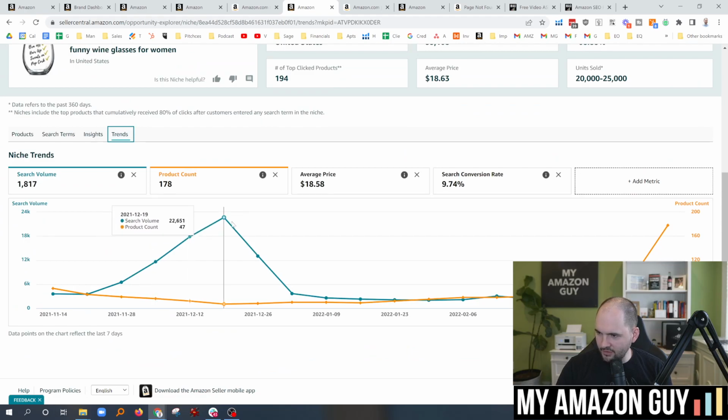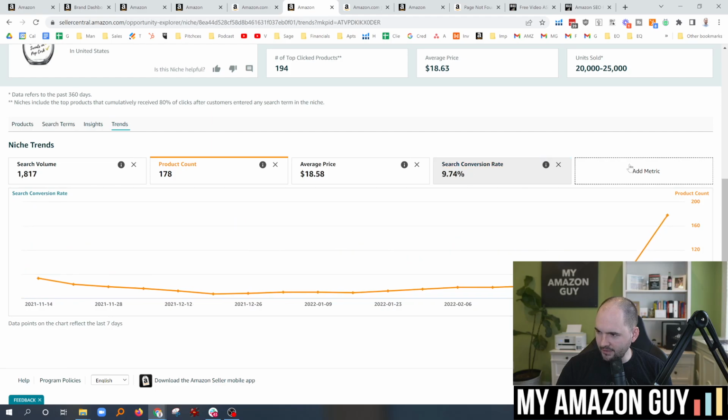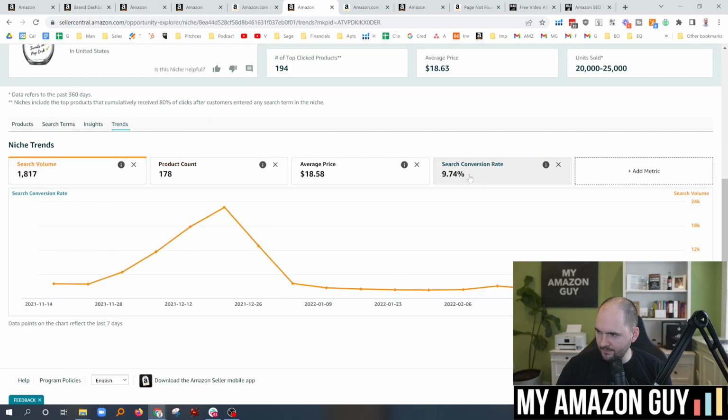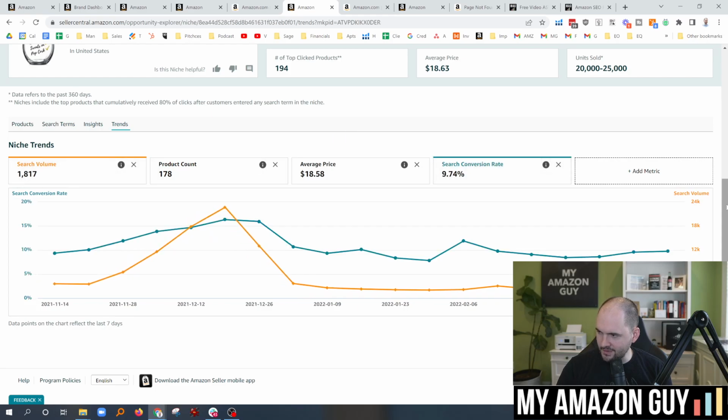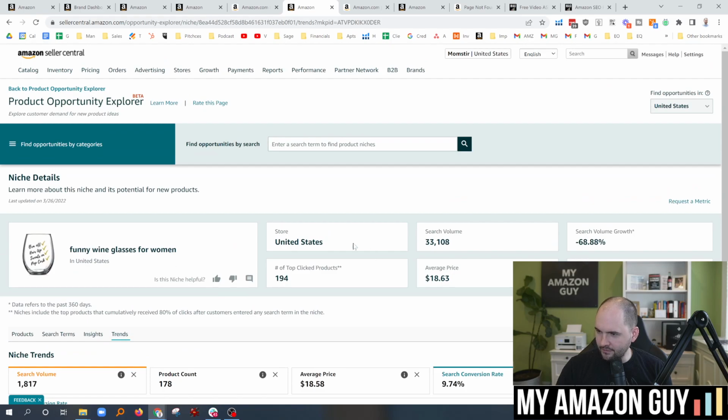Huge uptick during Christmas, but notice how it's lower today than it's ever been. Super shrinking category right now. But almost 10% of people who do search convert. That's kind of cool to see. All right, you can see that right there. There's the search volume. There's the conversion rate. Show them side by side. So that's really cool to see some of that.